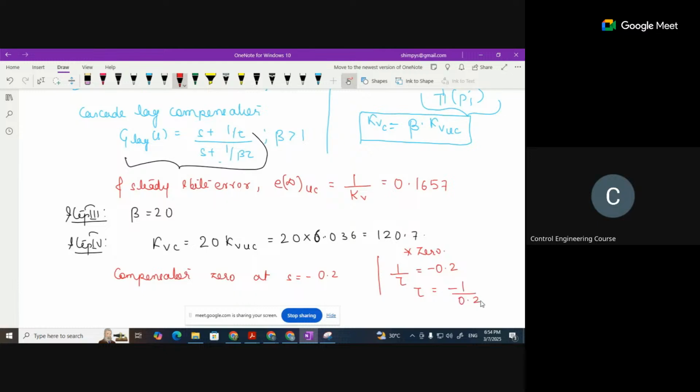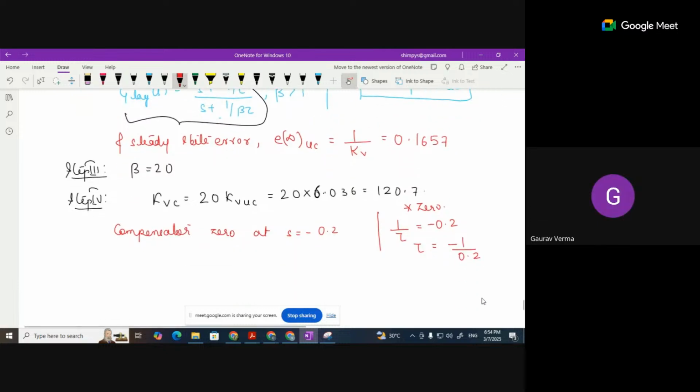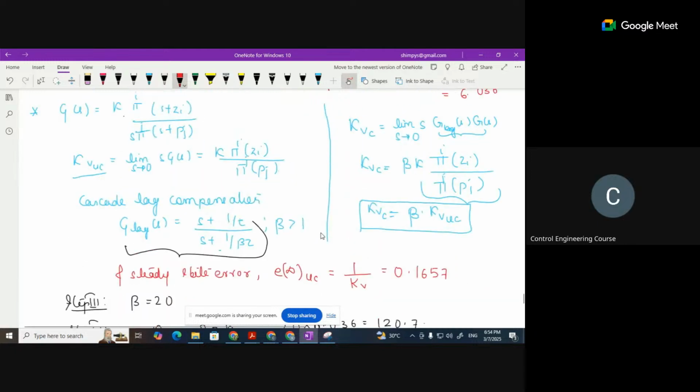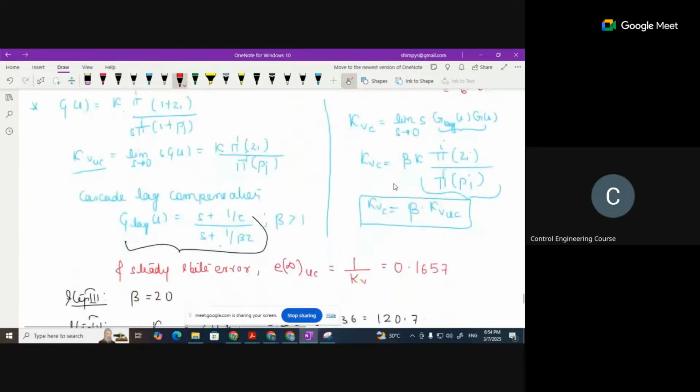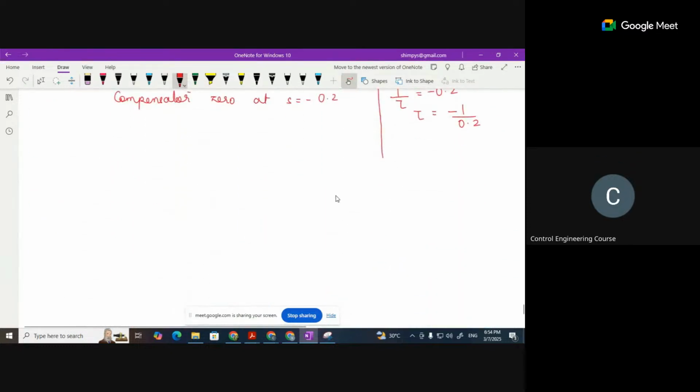Minus 1 by 0.2, right? Now you can ask me, ma'am, how have you reached this conclusion that s is equal to minus 0.2? I've told you, and it is observed that when we are designing the compensator, the poles and zero should be near to this imaginary axis and near to this origin. So we have taken a value of s equals minus 0.2, less than 1, less than minus 1 to be precise.